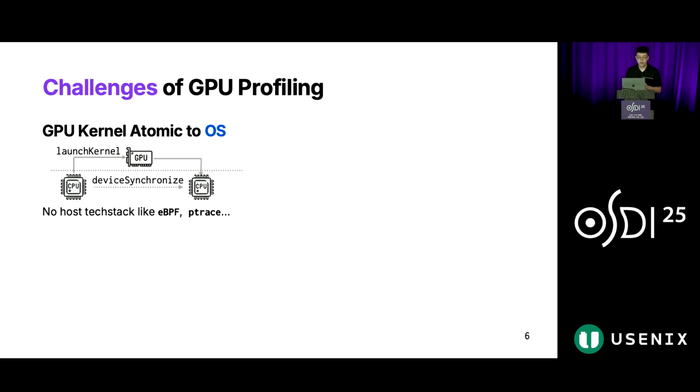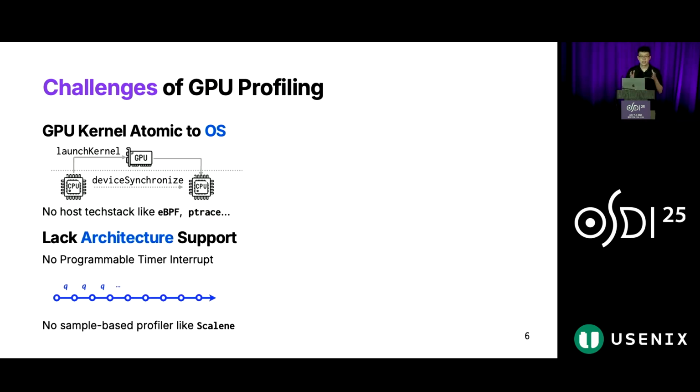To achieve these 3 goals, we definitely need to overcome many challenges. And I would like to highlight 3 here. First, the GPU kernel is atomic to the operating system. Mostly, you can only launch it and wait for it. There's no host tech stack anymore, like eBPF or ptrace. Second, we lack the architecture support, particularly the programmable timer interrupt.